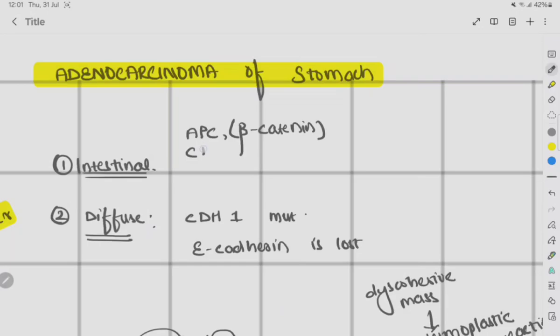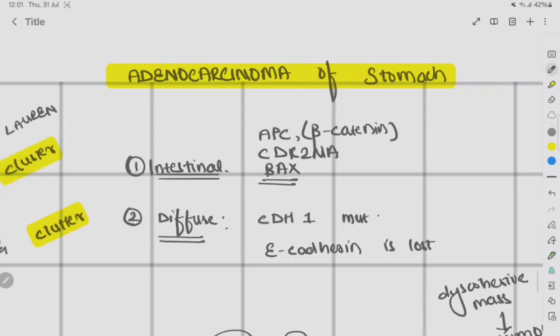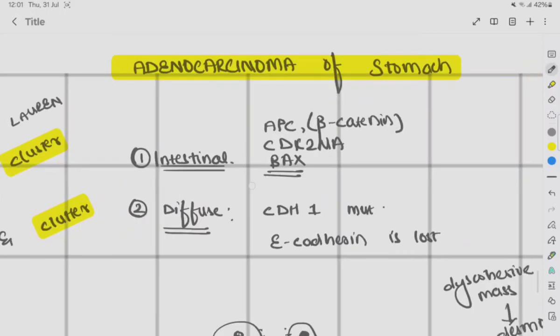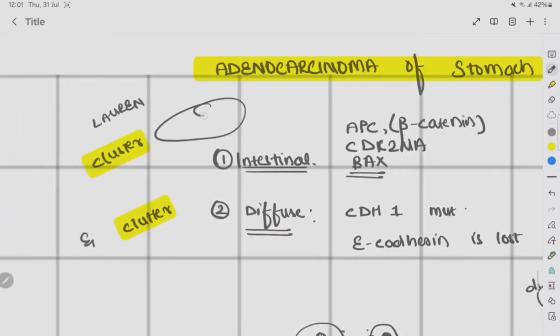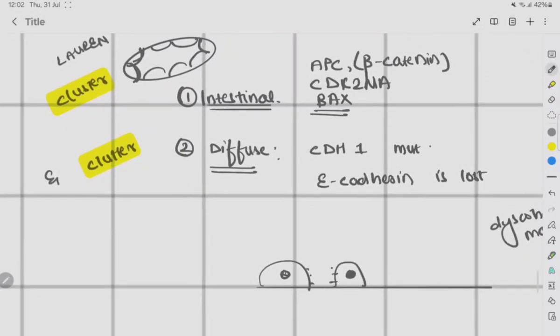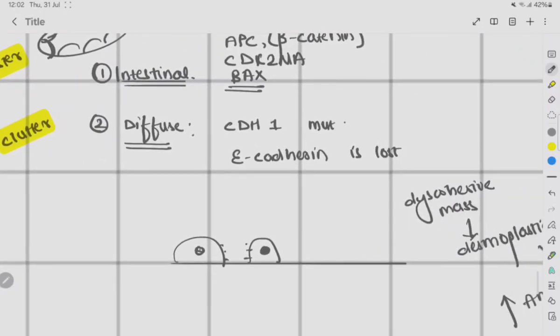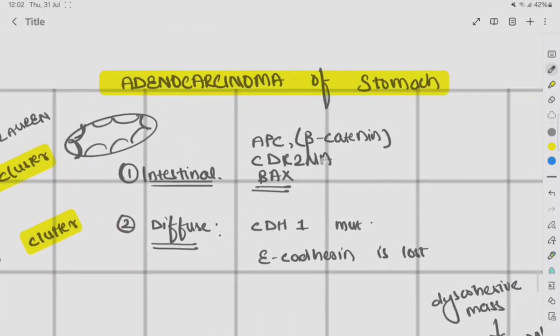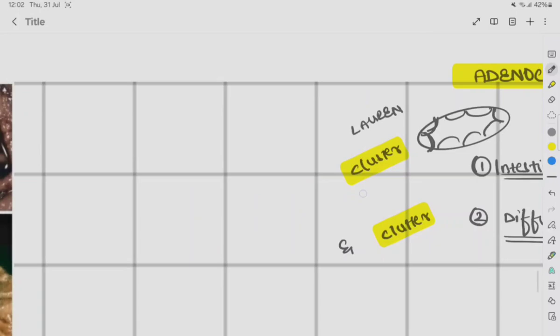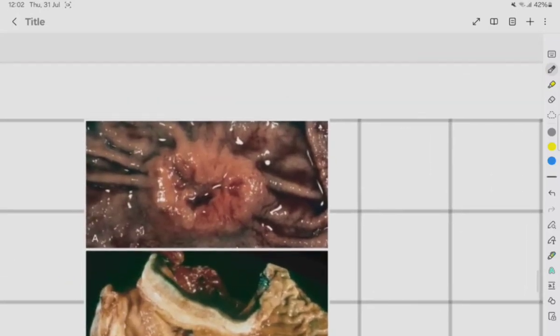There are also CDKN2A, BAX. If you remember, BAX is a pro-apoptotic gene. Okay. Now, since these cells form glandular architecture, you can remember it as a cluster of tumor cells, in case of intestinal type. Okay, this was pathogenesis briefly. Now let's move on to the gross.